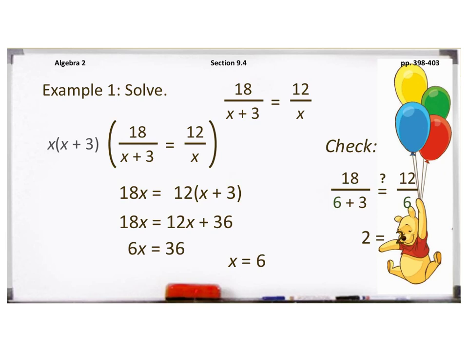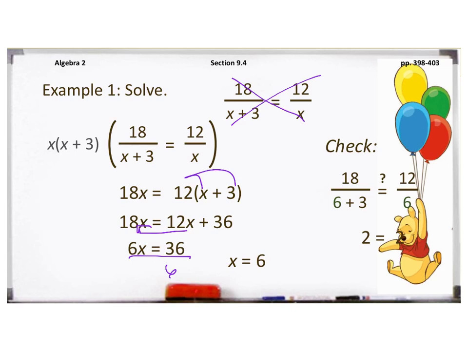If I have 18 over x plus 3 equals 12 over x, if I multiply both sides by x and both sides by x plus 3, I will cross out my denominators. This is better known as cross multiply, because what ends up happening is I get 18x and 12 times x plus 3. Okay, distribute the 12 in. Subtract the 12x to the other side. Divide by 6, and I get x is 6.